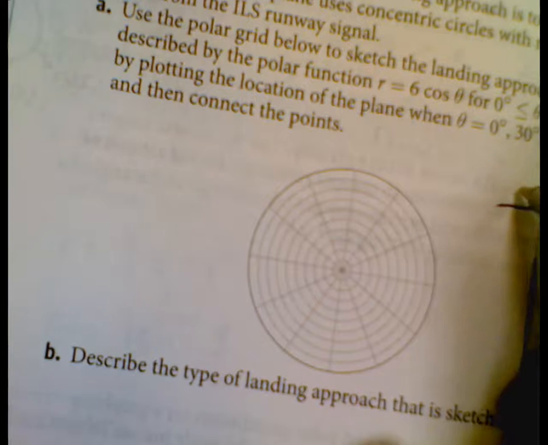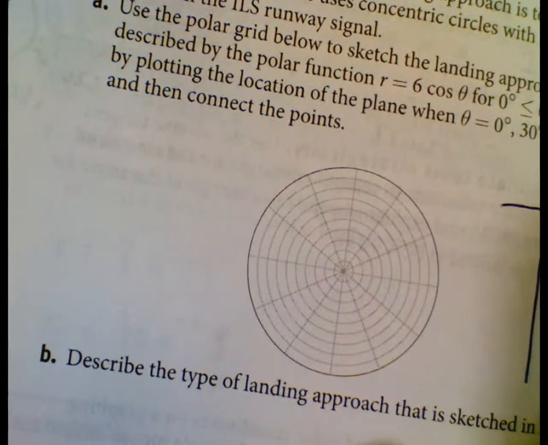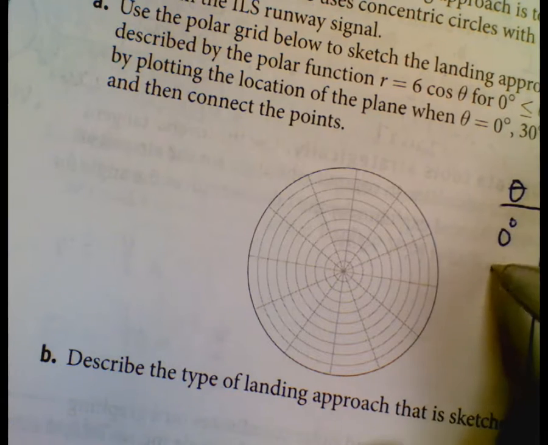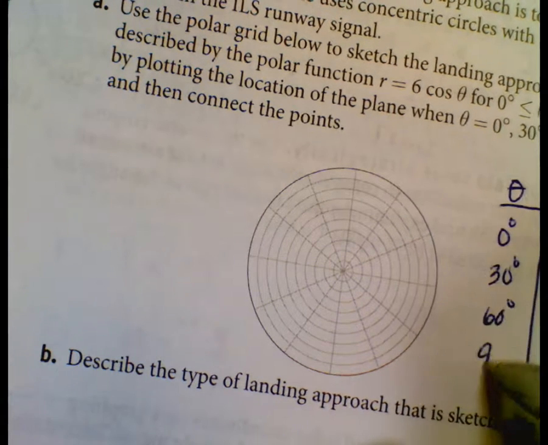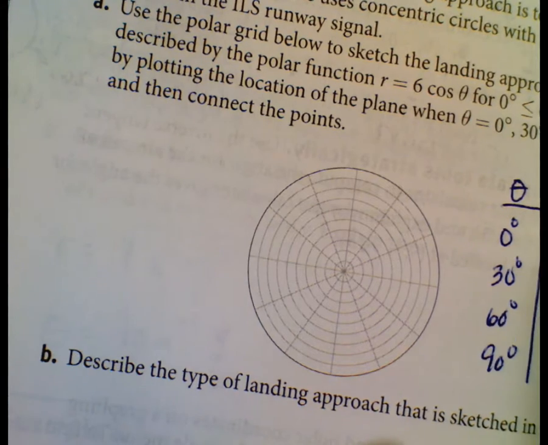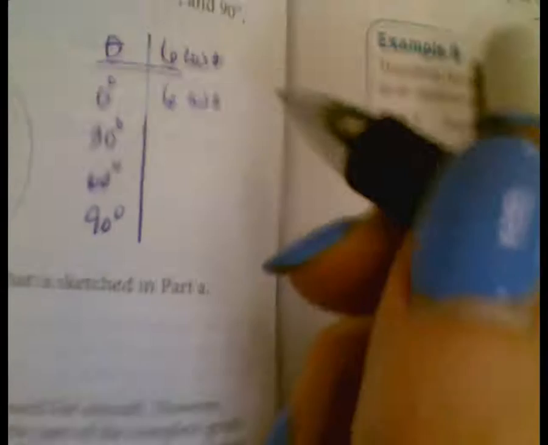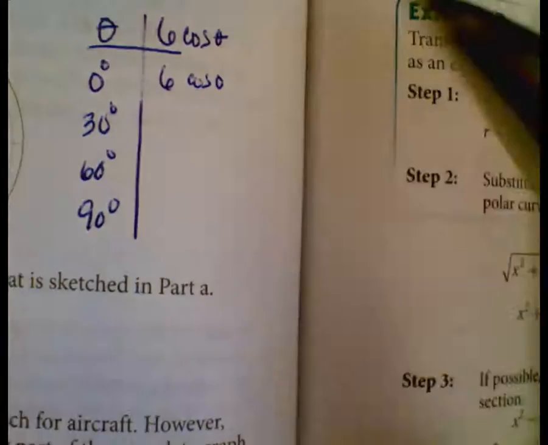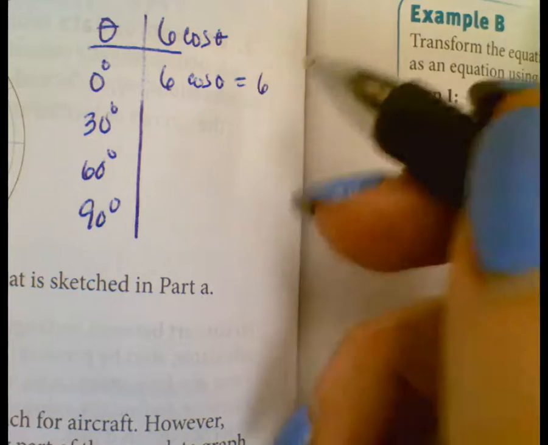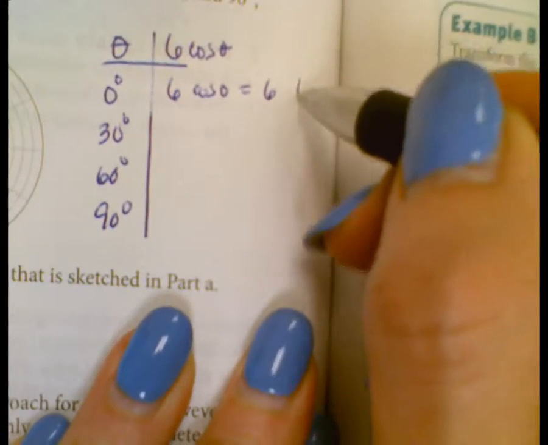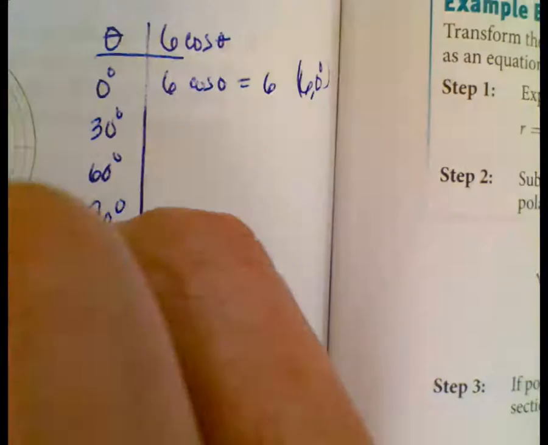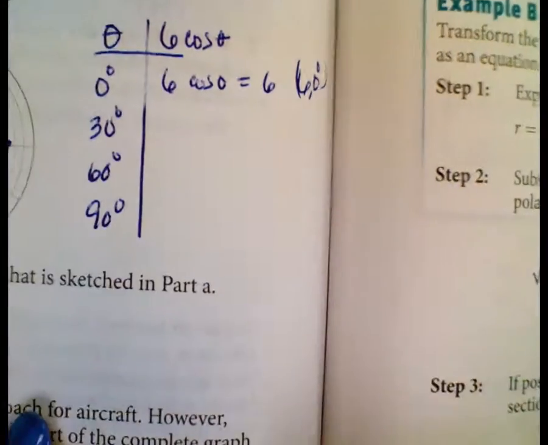So we have 6 cosine theta, and our thetas are going to be over here. They want us to do 0, 30, 60, and 90. So cosine of 0 is really 1. You can't see what I'm doing, so I'm making a little t-table here. So 6 times 1 is 6. So for 0 degrees, 6. The coordinates for that would really be 6, 0 degrees. So 0 degrees is here. 1, 2, 3, 4, 5, 6. It's right there.